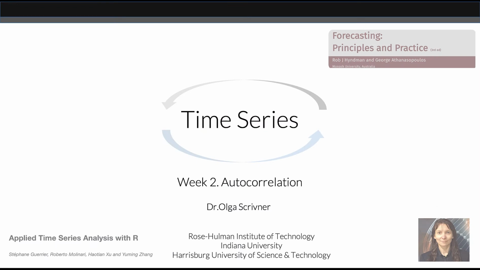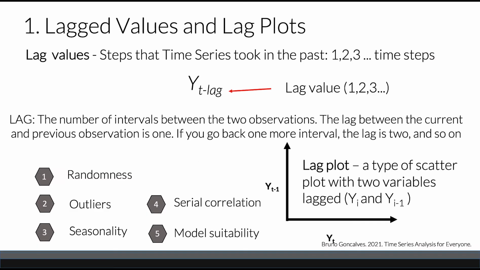Hello everyone. In this lecture, let's talk about lag value in autocorrelation. When we analyze time series, we often talk about values that our time series took in the past. For example, 1, 2, 3 steps. These are known as the lag values.